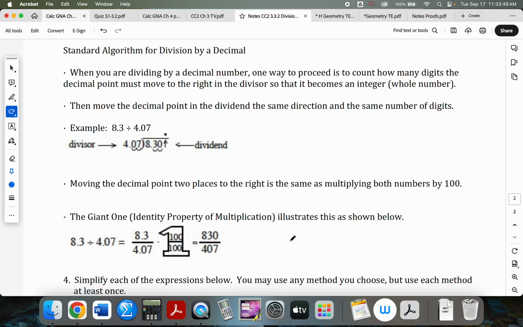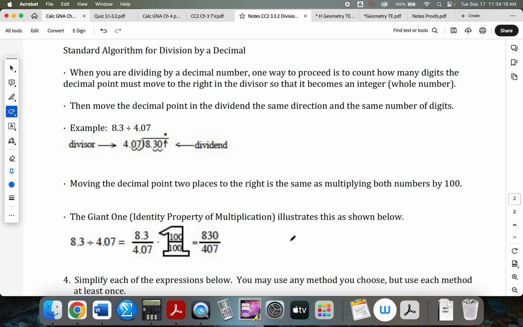All right, so what's the standard algorithm? In case you've forgotten, when you're dividing by a decimal number, one way to proceed is to count how many digits the decimal must move to the right in the divisor, that's what you're dividing by, so that it becomes an integer, that is a whole number. Move the decimal point in the dividend the same direction, the same number of digits.